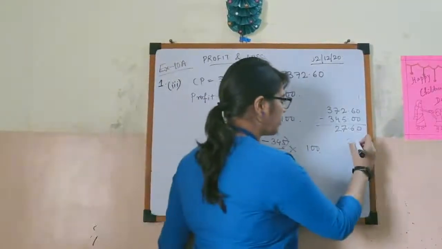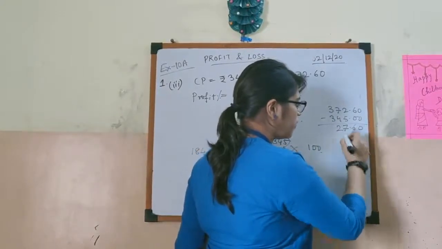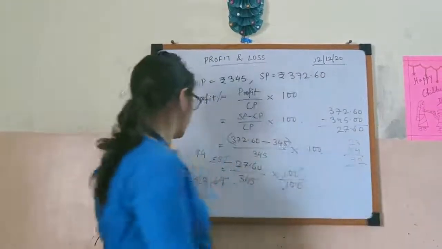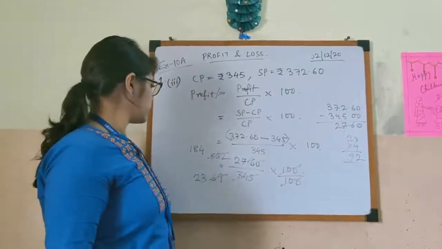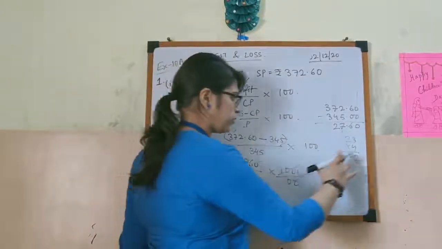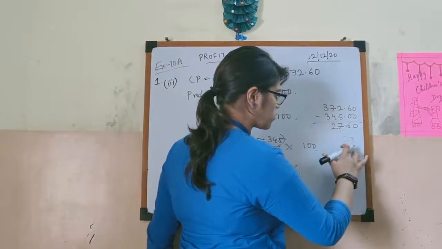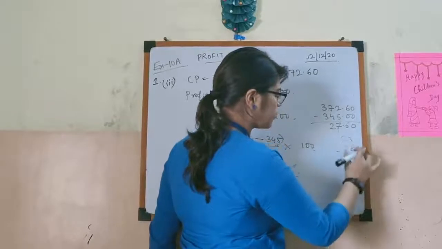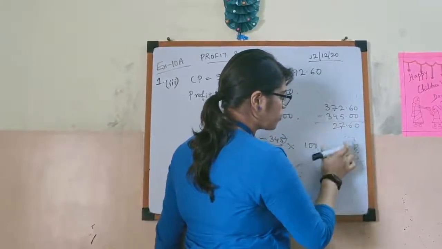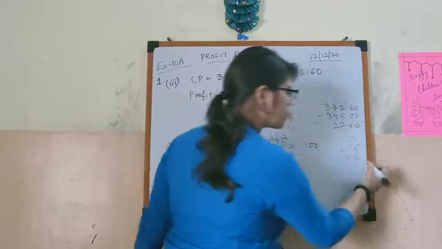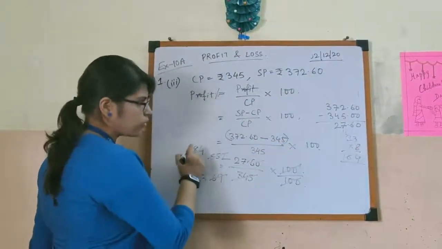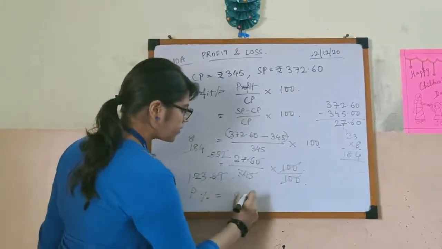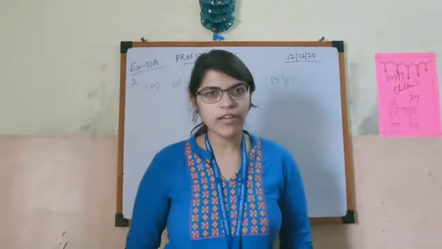So if you try 23 into 4, then 3 4 12, 4 2 8 plus 1 9, 92. No, it will not go with 4. 3 8 24. We can try with 8. 3 8 24, 2 8 16 plus 2 8. So 194. Okay. So 8, right? So profit percentage is how much? It is 8%.